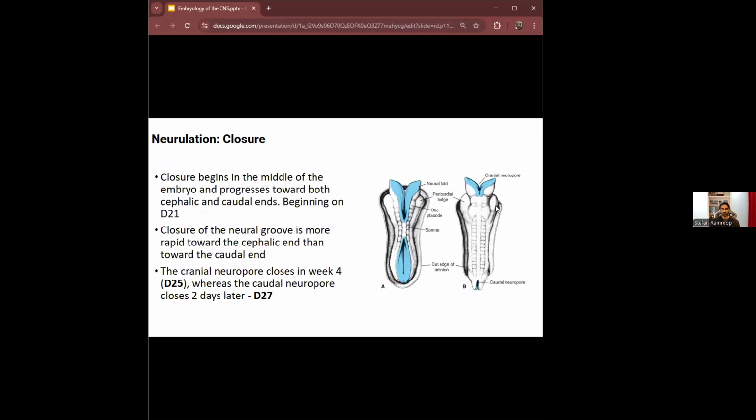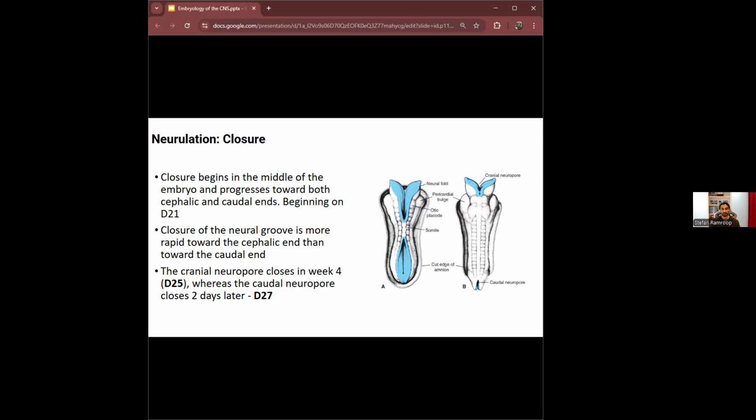So, closure of the neural tube now. It doesn't close all at once. Closure actually begins in the middle of the embryo, and then it proceeds in both directions, cranially and caudally. The process starts around day 21, and it's a bit like a zipper closing at both ends at the same time, with the head end or the cephalic end closing first. By day 25, the cranial neuropore will close, and 2 days later, around day 27, the caudal neuropore closes.